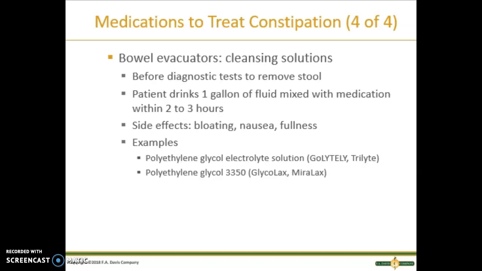Bowel evacuators, these are cleansing solutions. Typically before diagnostic tests, it's to remove the stool. Patients drink 1 gallon of fluid mixed with medication within 2 to 3 hours. Side effects are bloating, nausea, and fullness. And an example of this would be the GoLytely or the Glycolax or MiraLAX.